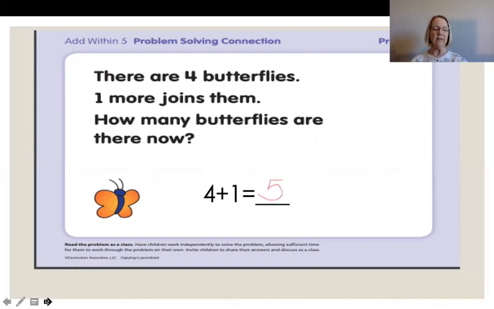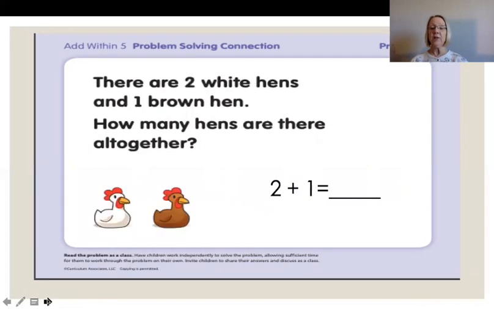We have 5. All right, here is another contextual word problem. Read with me. There are 2 white hens and 1 brown hen. How many hens are there all together? All together. All right, we're talking about what? Hens, and we're talking about how many hens there are all together. That's the question.